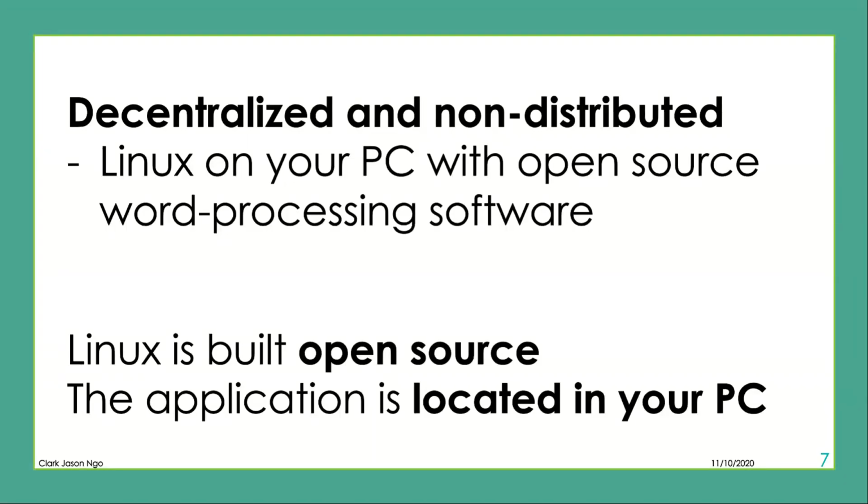What if we have a decentralized and non-distributed system? It's Linux on your PC with an open source word processing software, right? Because Linux is built open source, it's decentralized. There's not one organization that holds it. It is open source, so a lot of developers all over the world are developing or supporting Linux. And the application is still located in your PC, that's why it is still non-distributed.